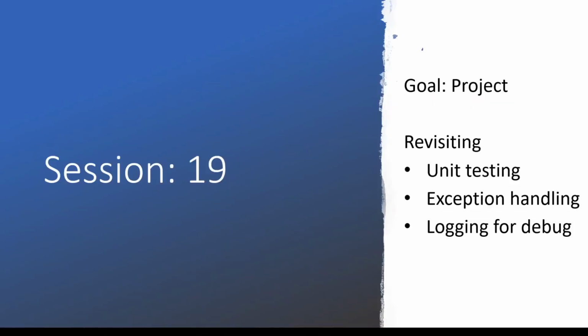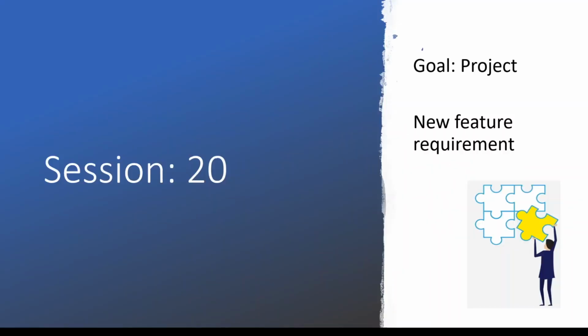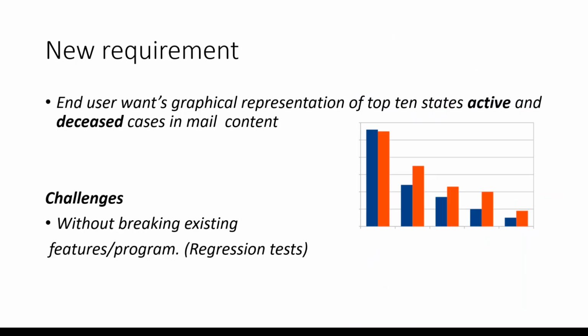Then we'll also look at how we test it, because we have learned about unit testing, exception handling, and logging. And in the last session, we'll look at a new feature requirement, as suggested by Naveen. Maybe we'll collect some data, and then we want to also put a graph in our email. So how do we do that? Maybe we'll not complete this new requirement. We can take that as an assignment and do it offline. But we will make sure that at least the interfaces are defined and we do not break existing features.